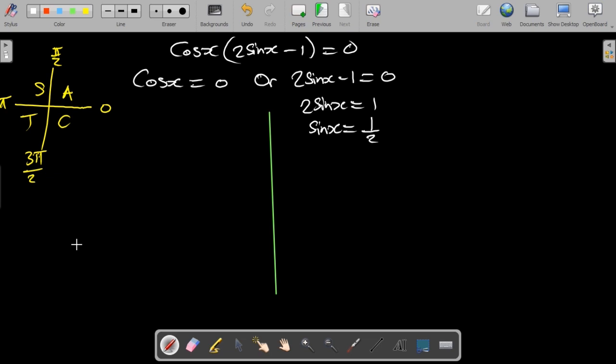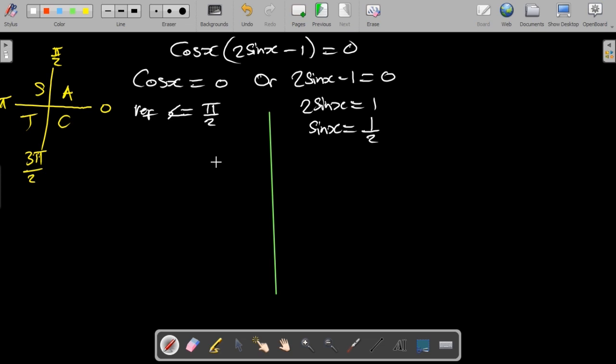The reference angle is found by finding the arc trig value, or inverse trig function, of whatever you have. In our case, we're going to find the arc cosine of 0, and that is our reference angle. So our reference angle will be pi over 2. If you calculate arc cosine of 0, you're going to get pi over 2.